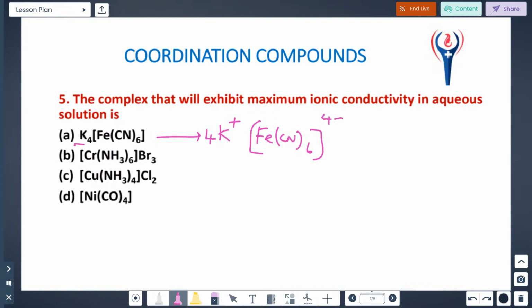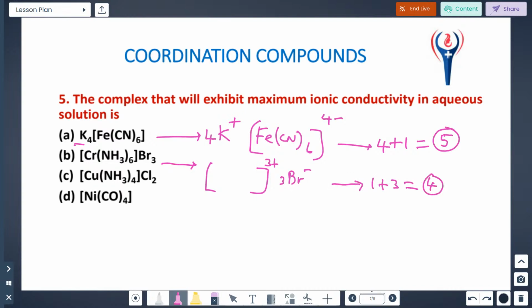So totally how many ions are produced? 4 potassium ions and 1 ferrocyanide ion, so 4 plus 1, 5 ions are produced. This next one: who is outside the square bracket? Br minus, 3 times. The complex is 3 plus. So 1 complex plus 3 bromide ions, 1 plus 3, we have 4.